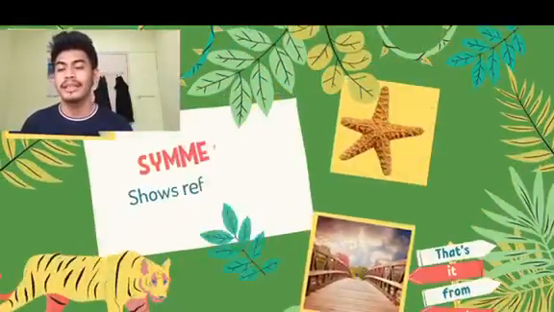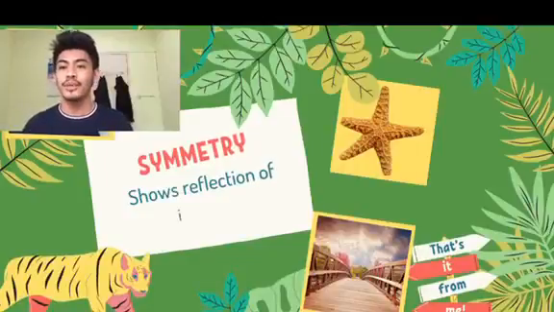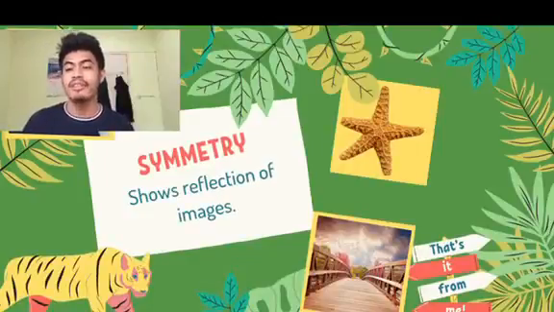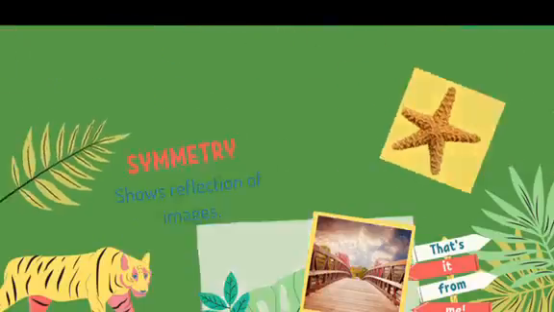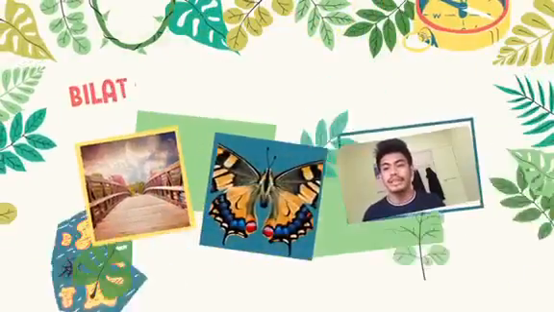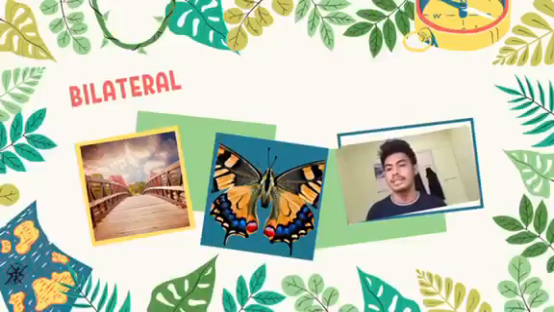So the first thing that we're going to tackle right now is about symmetry. Symmetry is a pattern that shows reflection of images, and there are two types of symmetry: radial and bilateral symmetry. Bilateral symmetry is a concept that two opposite sides have identical features. For example, a bridge and a butterfly.